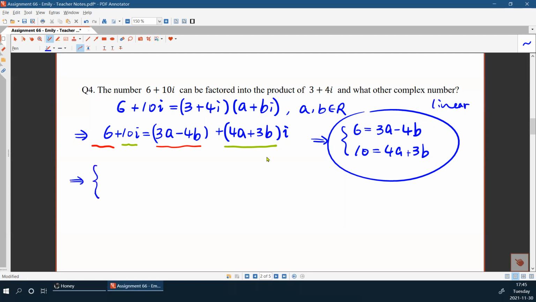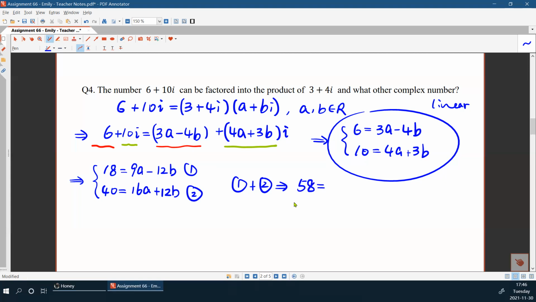Linear equations we already know how to solve. It is easier to eliminate b here. To eliminate b, we multiply the first equation by 3 on both sides, giving 18 equals 9a minus 12b. For the second equation, we multiply both sides by 4, giving 40 equals 16a plus 12b. Labeling these 1 and 2, we add 1 plus 2, which gives 58 equals 25a, so a is 58 over 25.